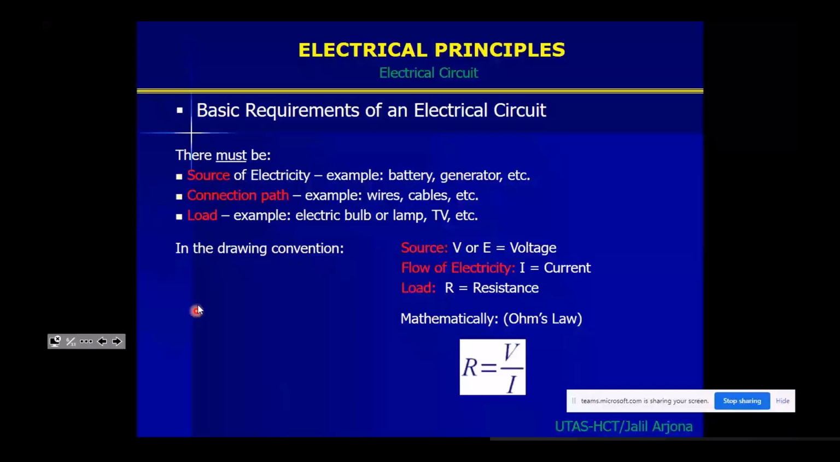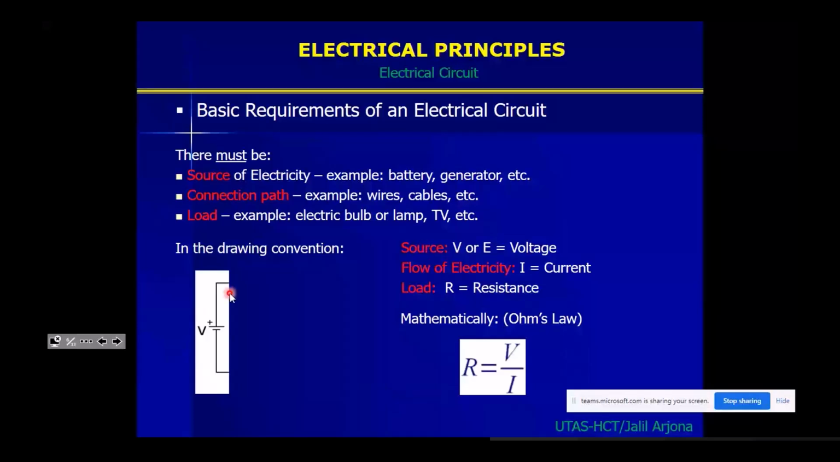Now, for the source, we have this symbol, which symbolizes the battery or the voltage source. The long bar here is positive, the shorter one is negative. And the V represents the source voltage, V or E. So these are the two letters that you are going to remember. We have here the source.